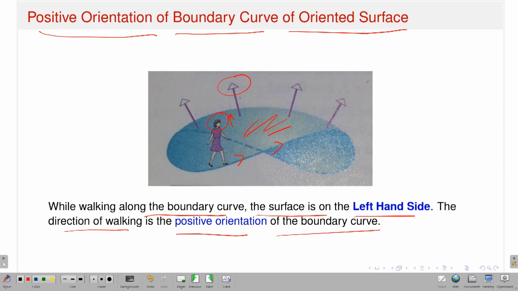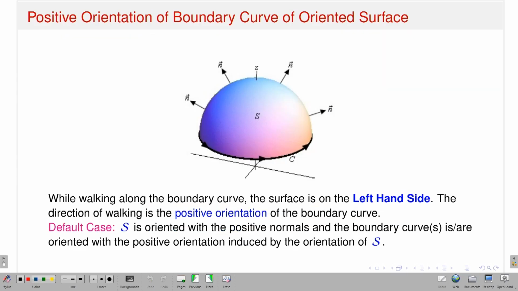So that means the normal should be pointing towards my head and I should move in such a direction so that on the left hand side I will have my surface. If this is the case, then I will say that I am walking in a positive orientation along the boundary curve. See, this is the positive orientation of the boundary curve of an oriented surface.